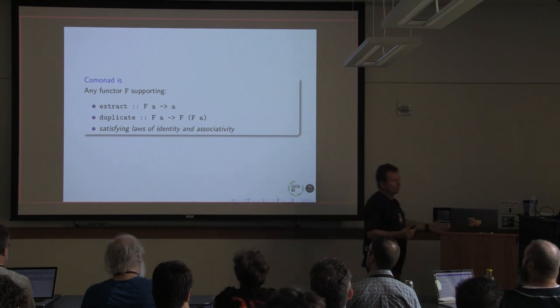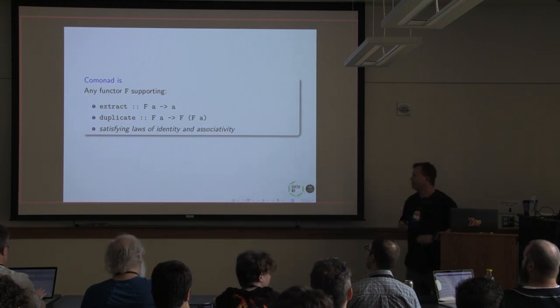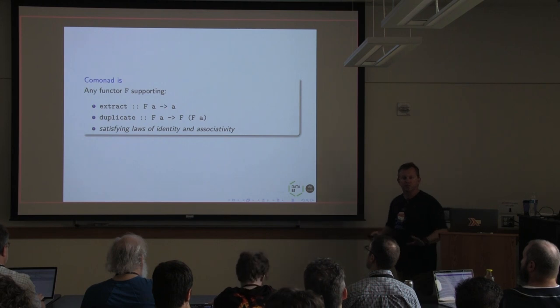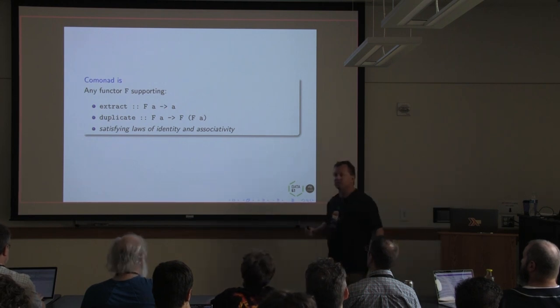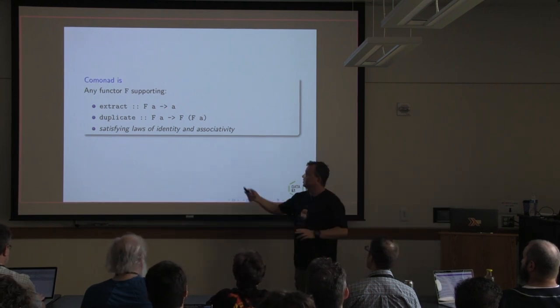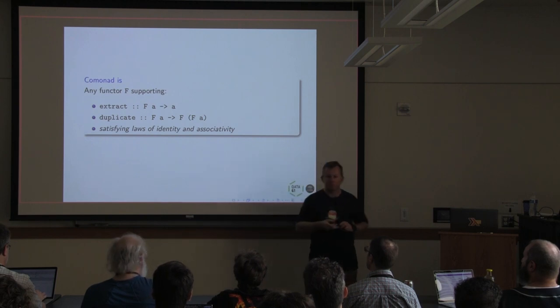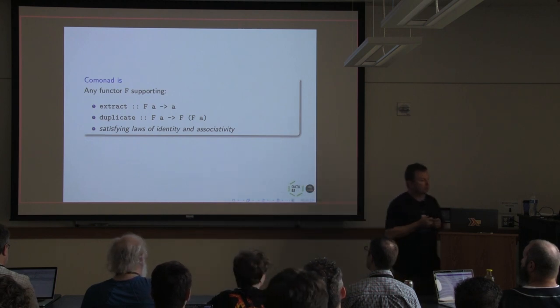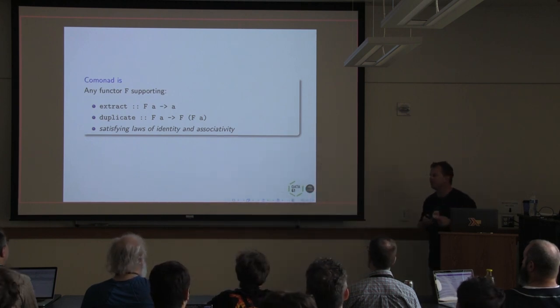All right, so there's some laws, I'm not gonna go into them. This is not a comonad tutorial, I'm just telling you what a comonad is, all right? So it's anything that has fmap and supports these two operations, extract and duplicate, they're often called. There's a reason I'm telling you this though.